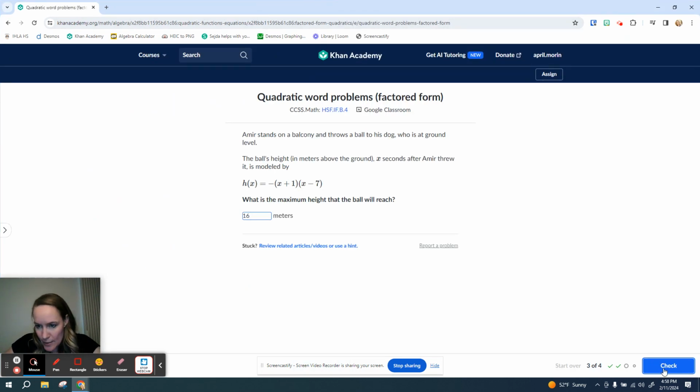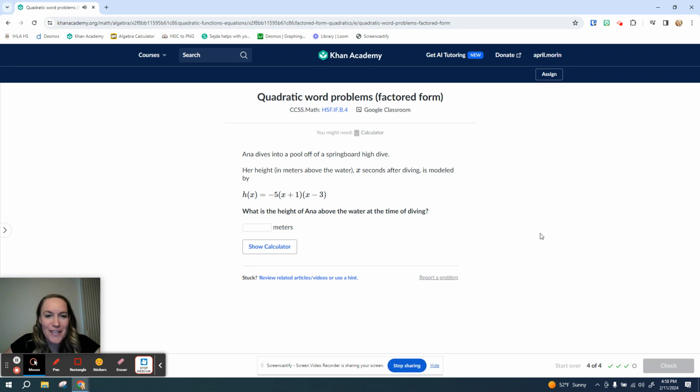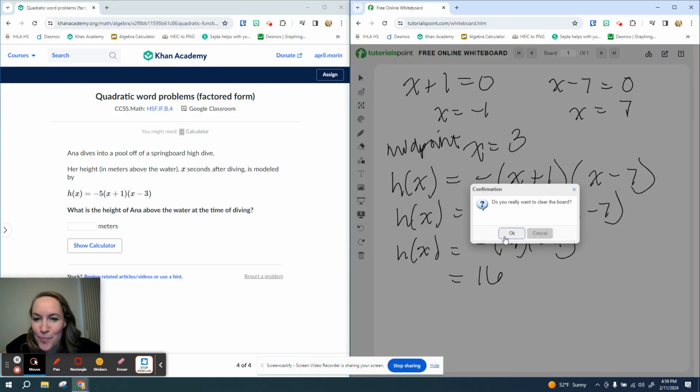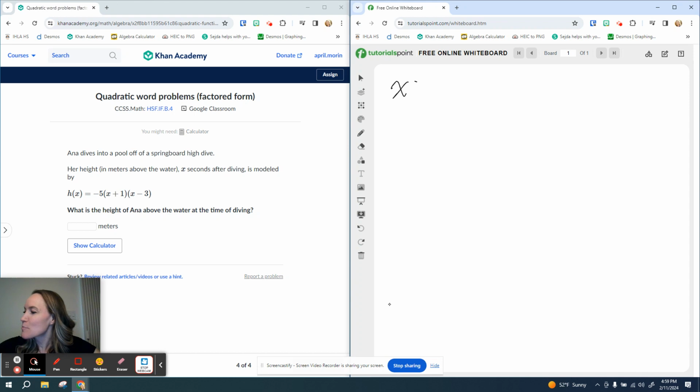Okay, let's see if we are correct. All right, new question. Okay, what do we want? What is the height? Okay, so remember, we have to find the zeros, we have to find the midpoint, and then we have to find the height. Those are the steps. Let's do this. Here we go. x plus 1 equals 0. x minus 3 equals 0. x equals negative 1. x equals positive 3.